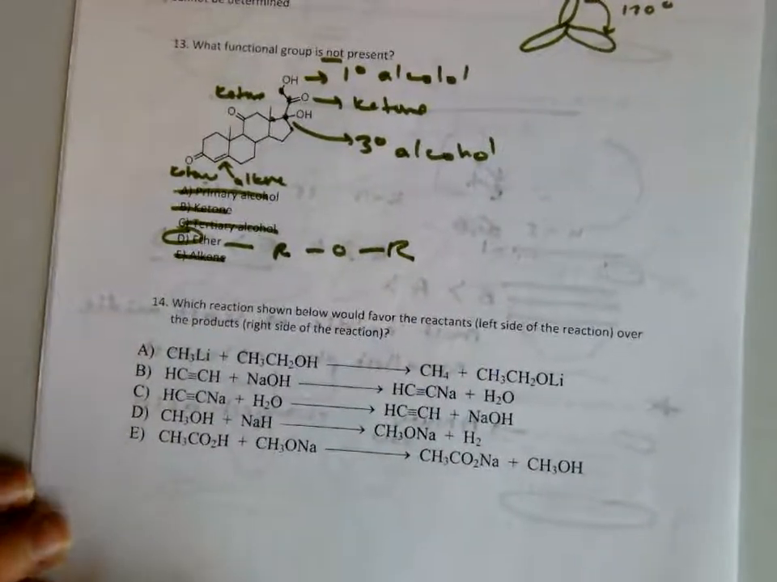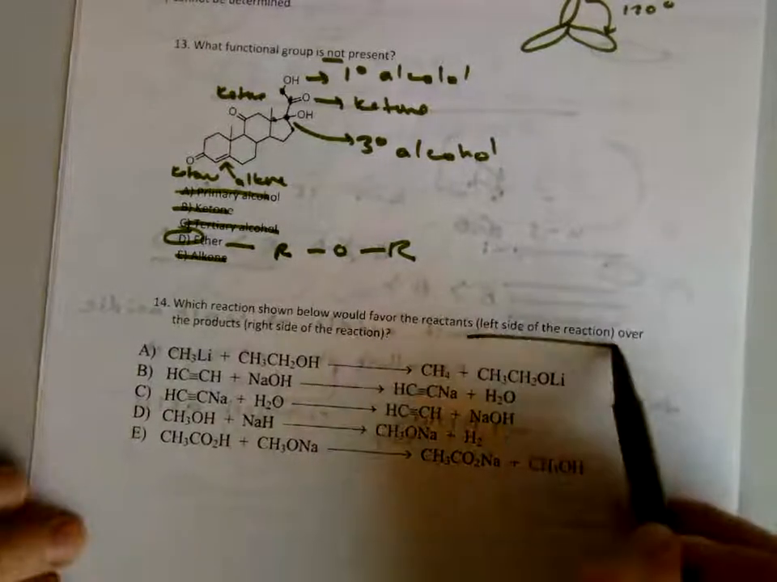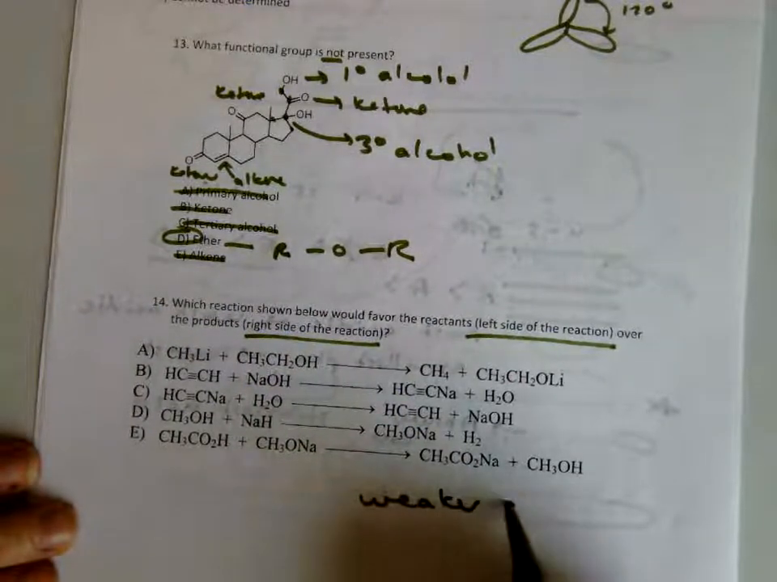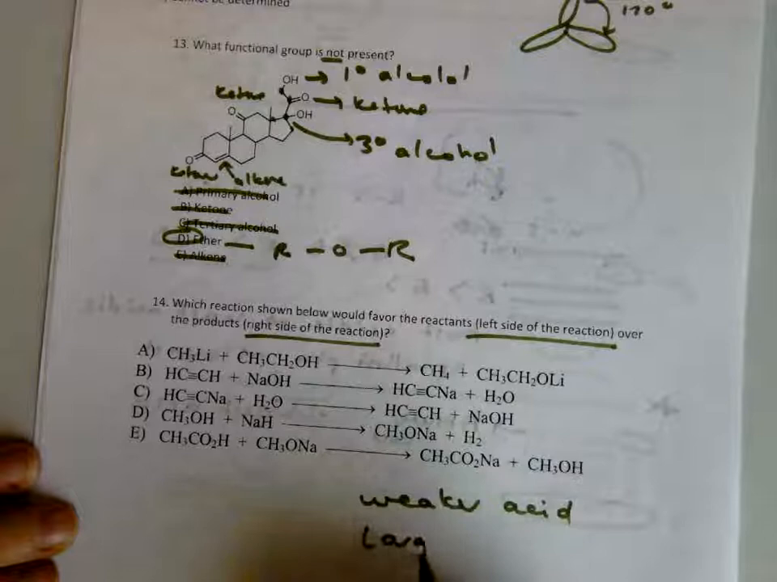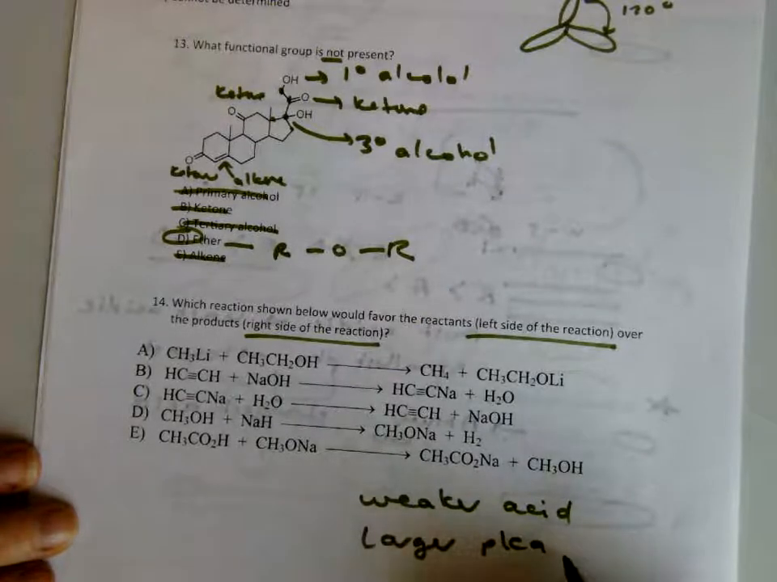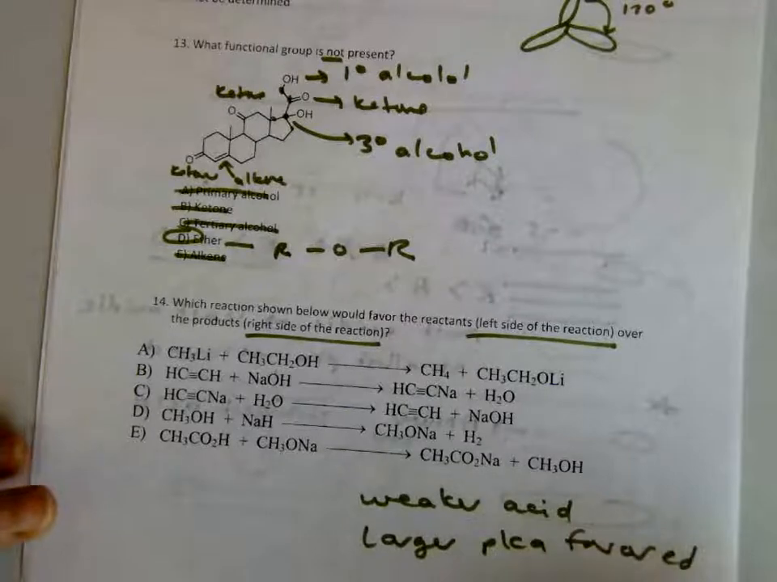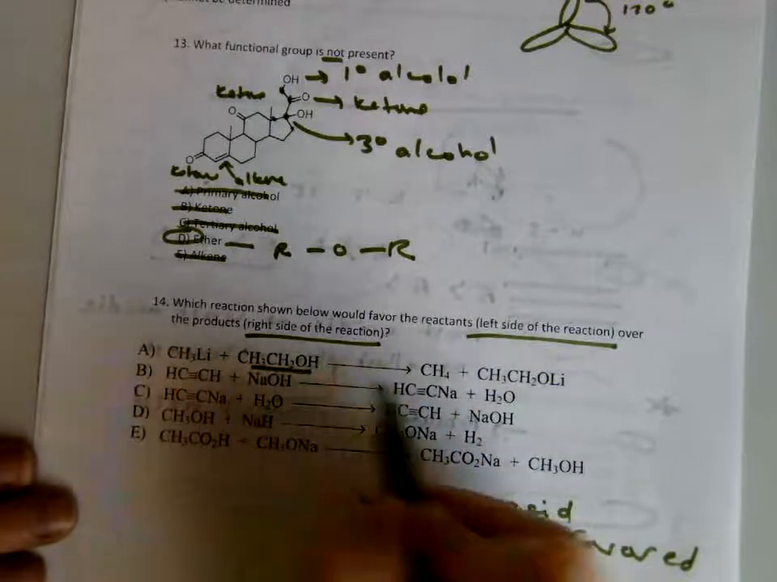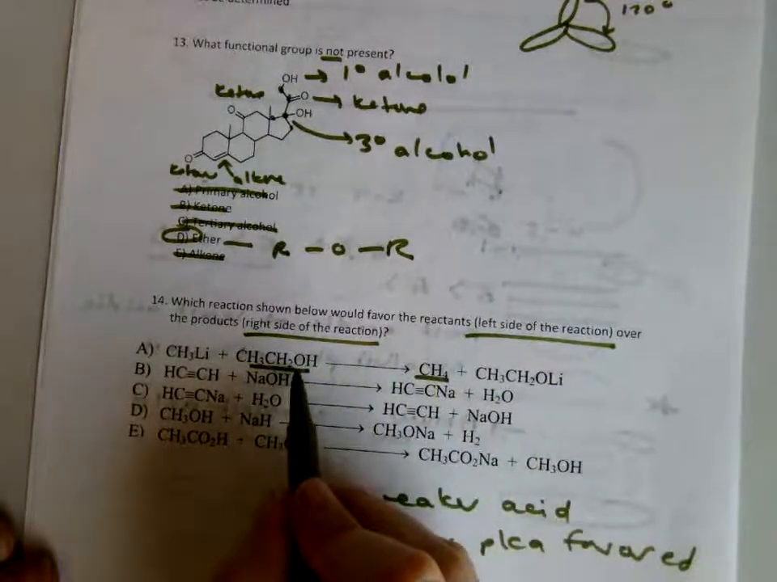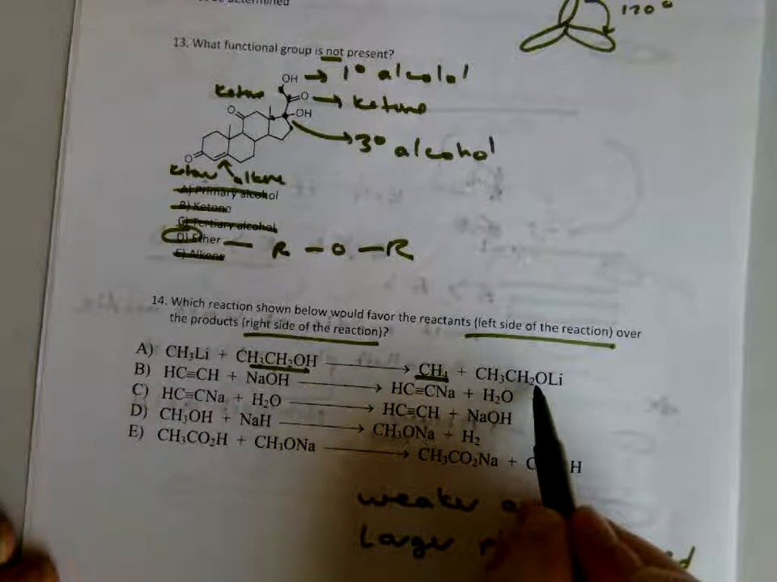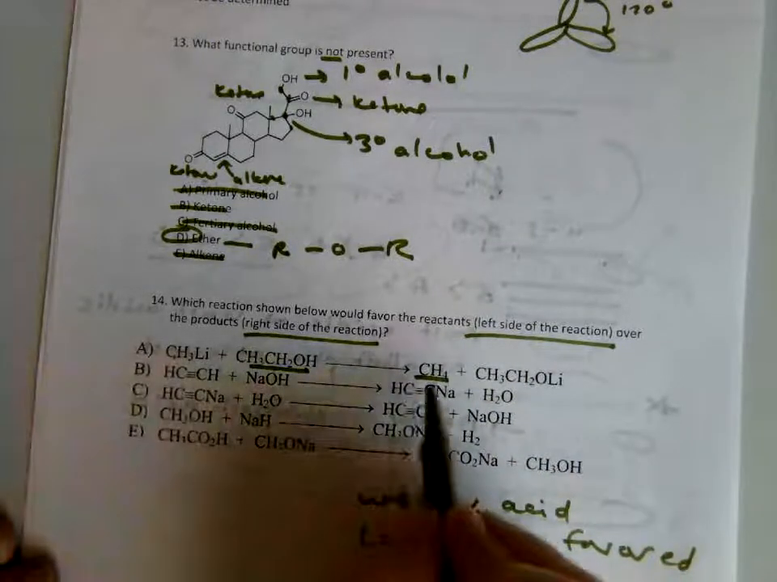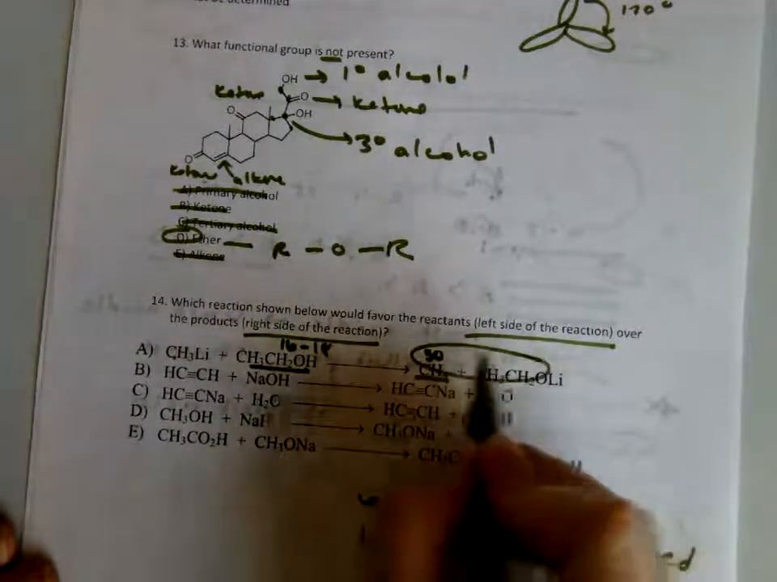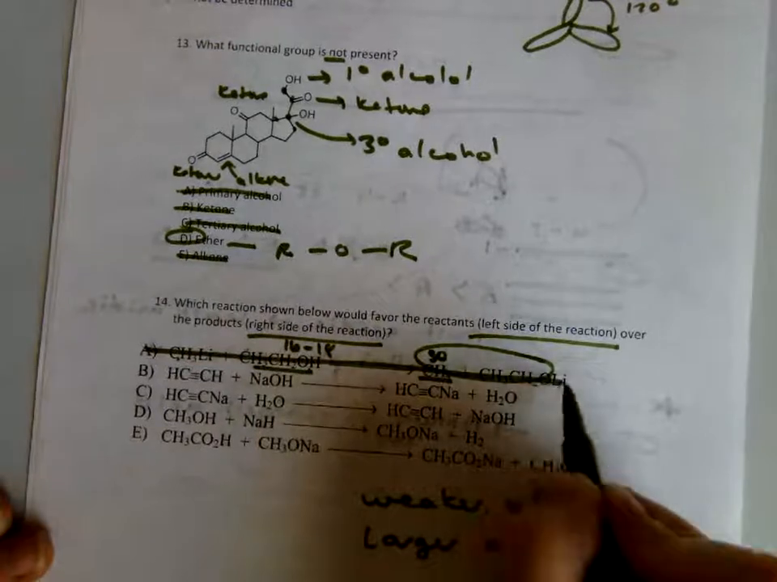Okay, which reaction shown below would favor the reactants? The left side of the reaction over the products, right side of the reaction. So the way I think about this is weaker acid is always favored, and that's the larger pKa is always favored. So to see which side is favored, I'm literally just going to compare pKa's. So I guess you have to identify the acid on each side. I'll start with that. This is the acid. This loses it to become CH3CH2O minus. This gains it, so this is the conjugate acid. The pKa of this is 16 to 18, and this one's 50. So this side is favored, so the right side of the reaction is favored.